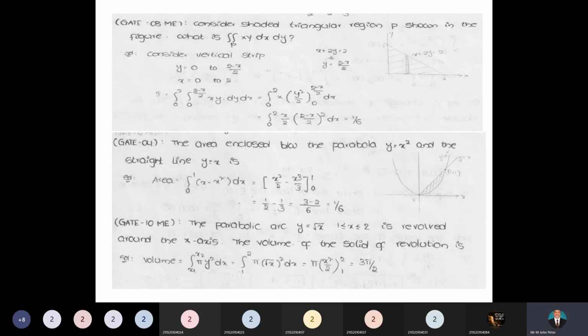Next, parabolic curve and straight line. The area enclosed by the parabola y equal to x square and the straight line y equal to x. Area is integral 0 to 1 of (x minus x square) dx. So x square by 2 minus x cube by 3, integral 0 to 1. That is 1 by 2 minus 1 by 3, that's equal to (3 minus 2) by 6. That is 1 by 6.